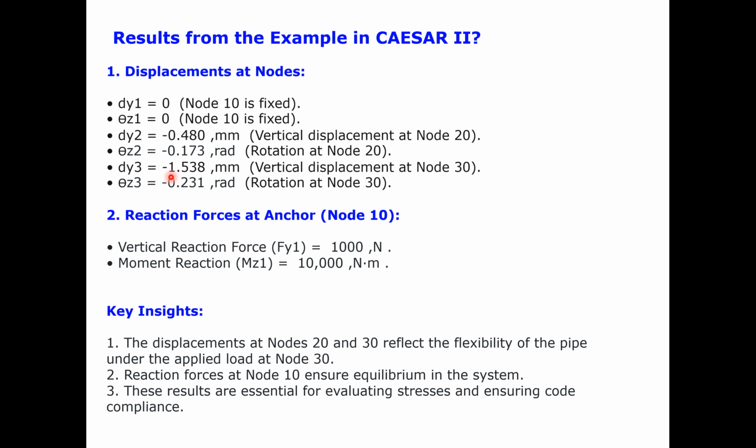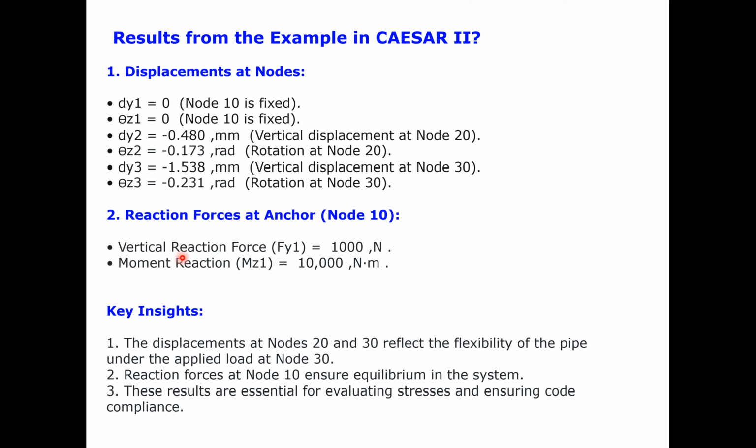So dy3 is minus 1.533 millimeters, the vertical displacement at node 30, again negative downward, and theta z3 is minus 0.231 radians, again the rotation at node 30. After the displacements, it calculates the reaction force at node 10 and 20.